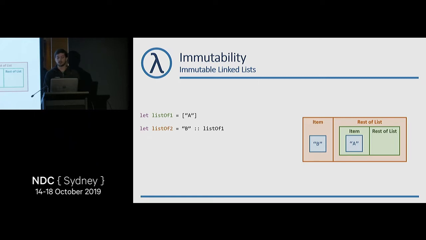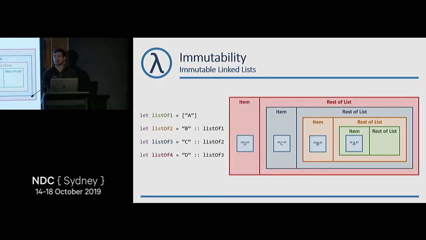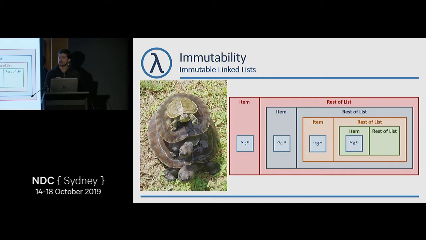It remains immutable. And we can do this again, this time adding a C to make a list of 3. And again, list of 2 is not mutated. List of 3 simply points to list of 2 for the rest of the list. And creating a list of 4 is exactly the same. Each list reuses the nodes from the previous list inside itself and doesn't require copying the entire list. And this is how we can have immutability and efficient lists at the same time. Lists are basically turtles all the way down.